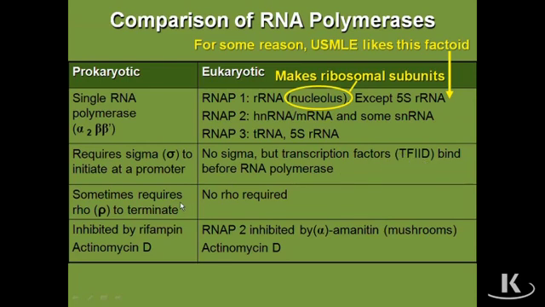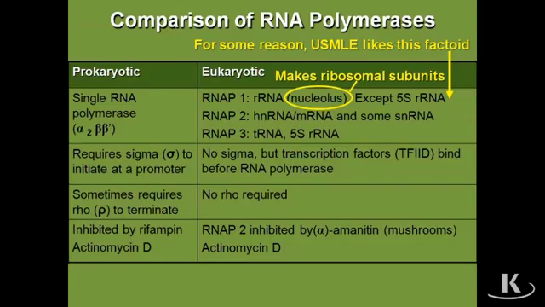Finally, for termination, the Rho protein is a protein that aids the prokaryotes in termination of transcription, whereas in eukaryotes, there's no Rho protein needed. So if you see a case where there's a Rho protein involved in termination of transcription, you can bet that they're talking about prokaryotes and not eukaryotes.